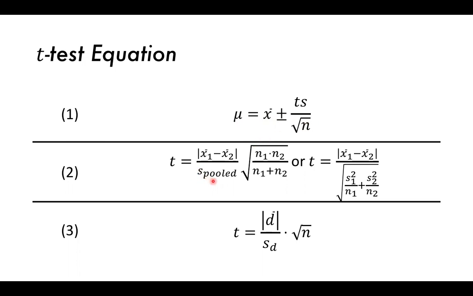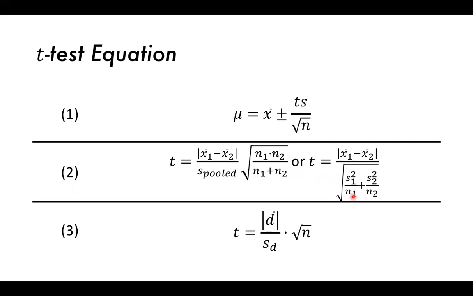This is the second one. So we're looking at pooled standard deviations, or if the standard deviations are significantly different, then we have to utilize another version. So it's T is equal to the difference in the means over the pooled standard deviation. We'll see how to calculate the pooled standard deviation shortly. And then this is going to be multiplied by the square root of the number of data points, so it's going to be N1 times N2. So this is the number of data points in data set 1 times the number of data points in data set 2 divided by the sum of all of the data points.